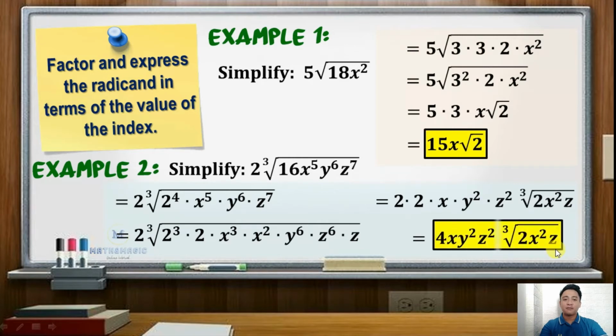Therefore, the simplified form of 2 cube root of 16x raised to 5, y raised to 6, z raised to 7 is 4xy squared z squared cube root of 2x squared z.